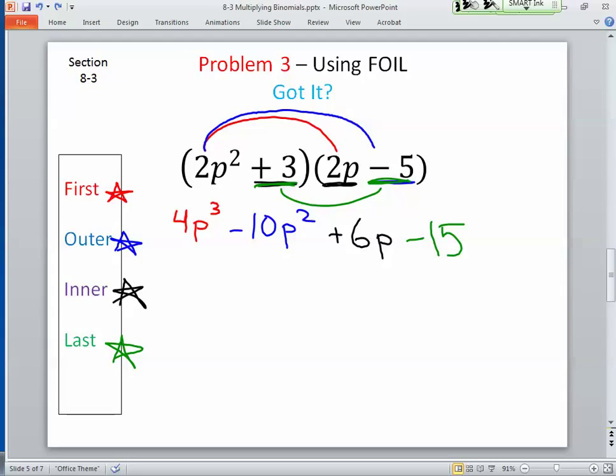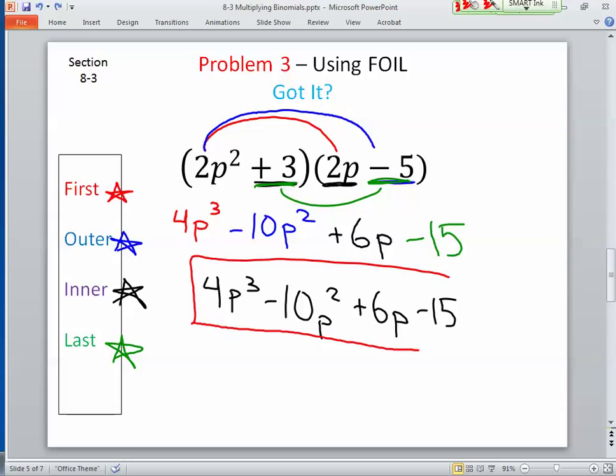Come down and combine like terms. In this case, I don't have any like terms. The variables all have different exponents. So my answer stays just the same. This is my final answer for this problem.